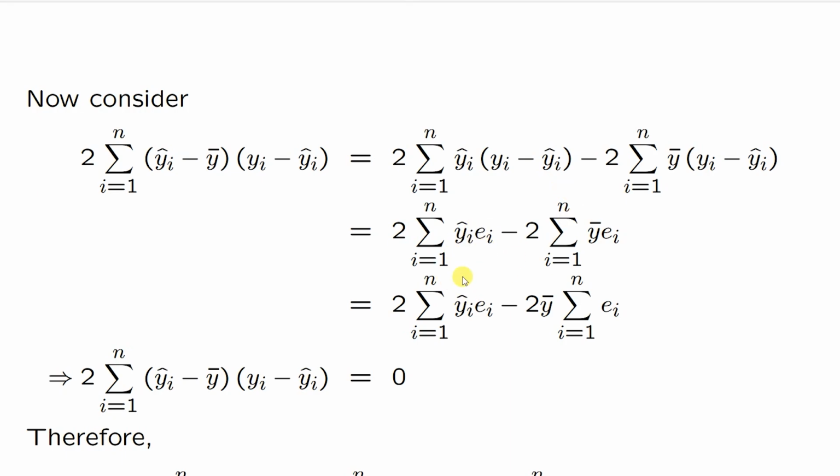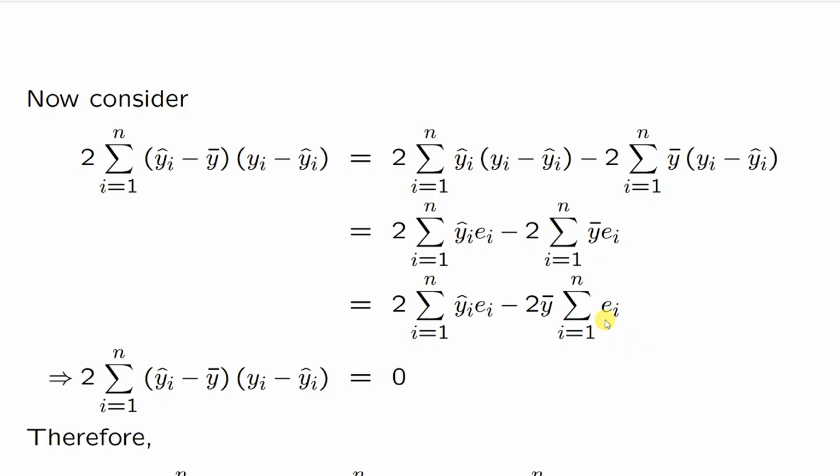So here summation yi cap ei is 0, that is from the properties of least squares fit, minus 2 into, so here in the second term we can observe that y bar is independent of i, so we can take it outside. So we are getting 2 into y bar into summation ei. So we know that the sum of all the residuals is 0. So thereby we are getting the third term as 0.